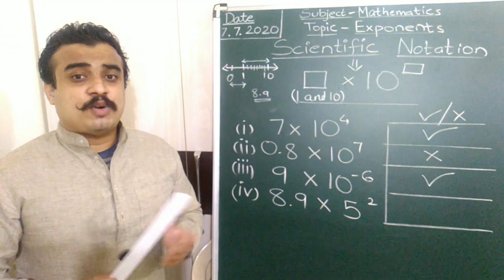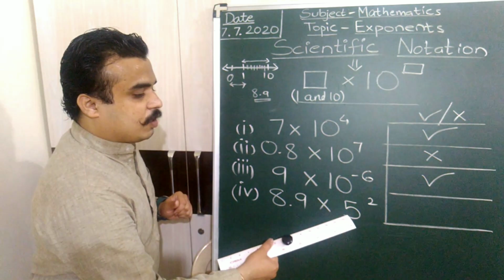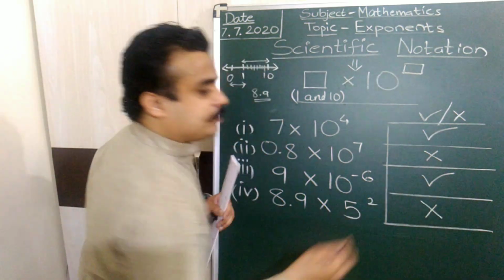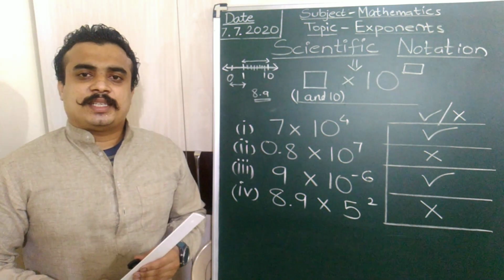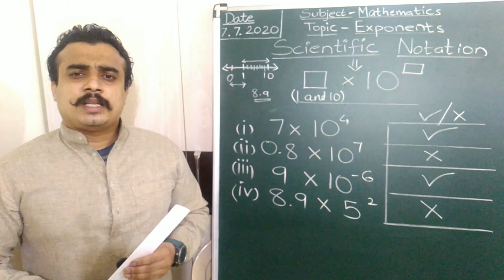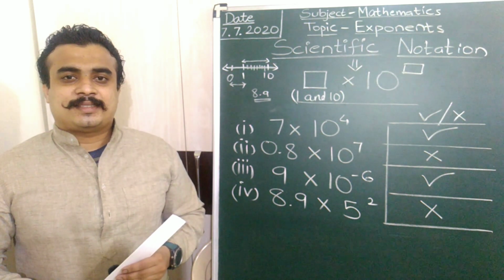But according to the definition, what do we want? Integral power of 10, not of 5. That's why this is not a scientific notation. I hope you understood the scientific notation well. Now let's solve another example.